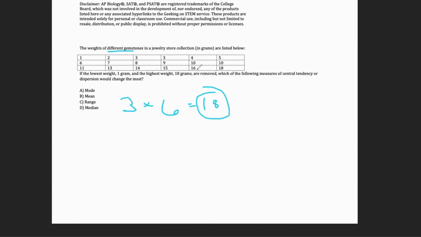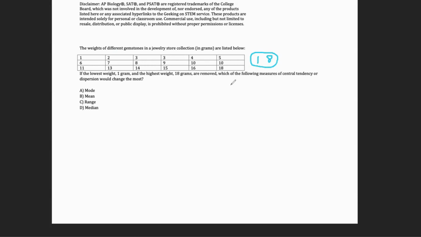when they give you a box like this, they're letting you know that you can calculate the values faster. It's a 3 by 6, you multiply them together, and you can see how many total gemstones there are without even counting. So that's a fast trick to help you solve. So we now know that there are 18 gemstones based on this information.